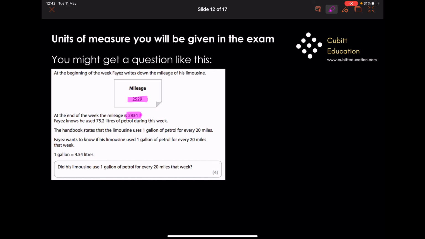Fayez knows he used 75.2 litres of petrol during the week. The handbook states that the limousine uses 1 gallon of petrol for every 20 miles. Fayez wants to know if his limousine did in fact use 1 gallon of petrol for every 20 miles. It gives us a conversion here, and we've used this before: 1 gallon equals 4.54 litres. Did the limousine use 1 gallon of petrol for every 20 miles that week?